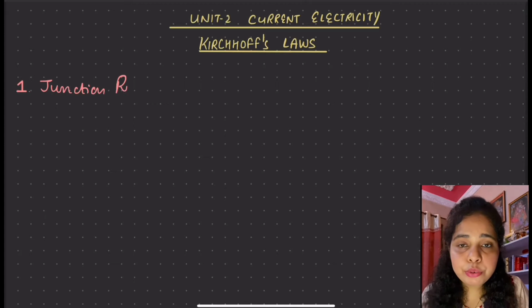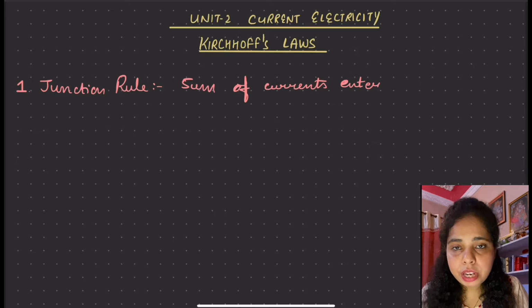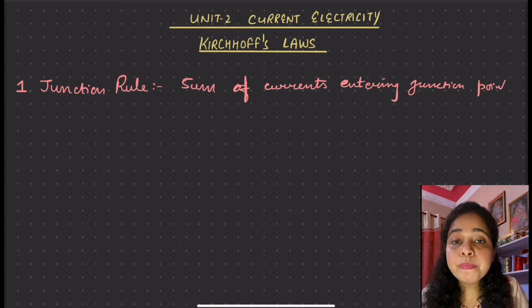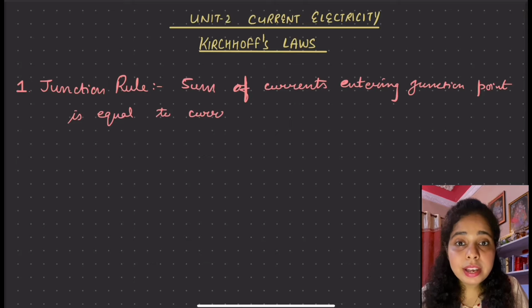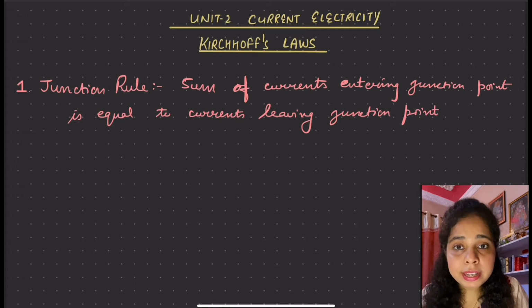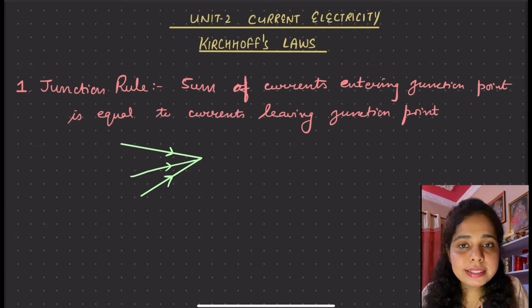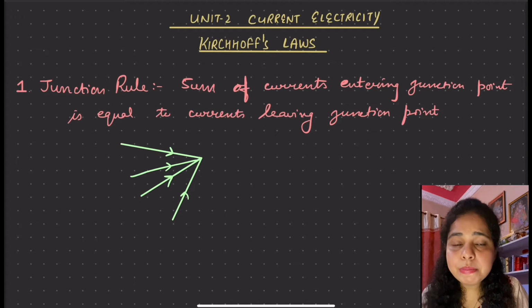According to Kirchhoff's junction rule, the sum of currents entering the junction point is equal to the sum of currents leaving the junction point. Let us say we have I1, I2, I3 and I4 currents, such that all these four currents are entering the point A, and we have three currents, I5, I6 and I7, which are leaving the junction point A. Then according to Kirchhoff's first rule, the junction rule, we have I1 plus I2 plus I3 plus I4 is equal to I5 plus I6 plus I7.